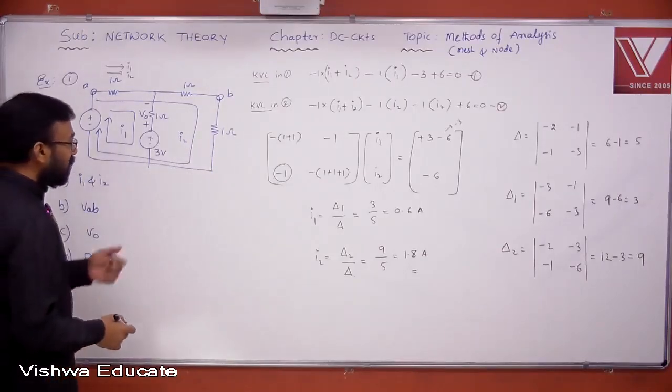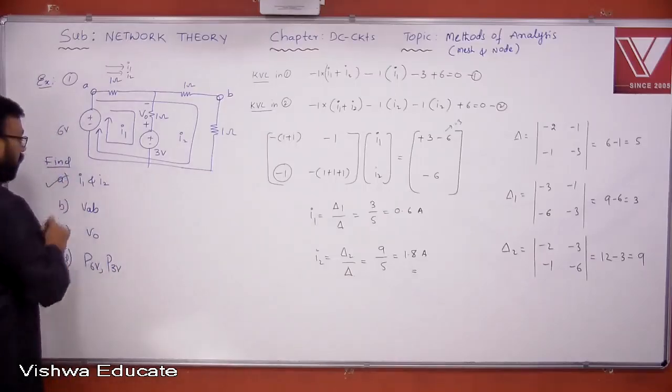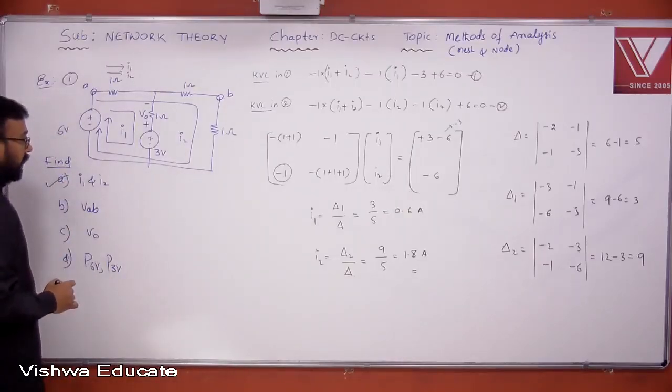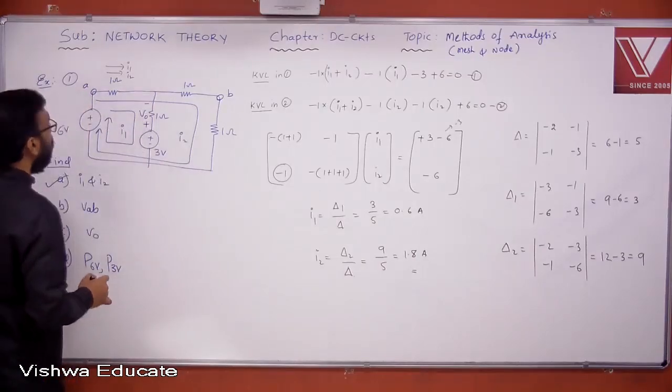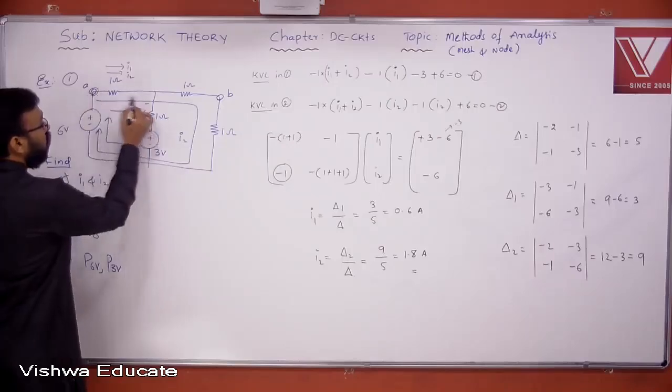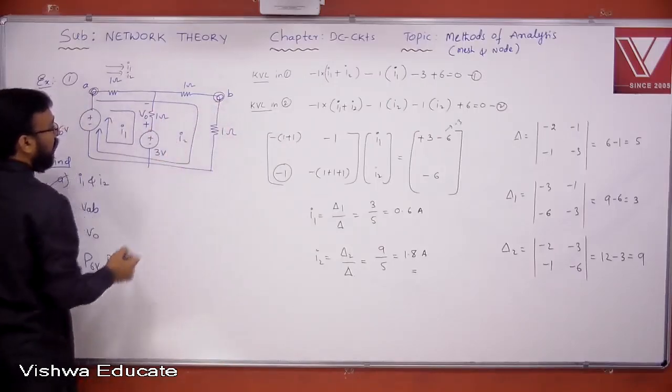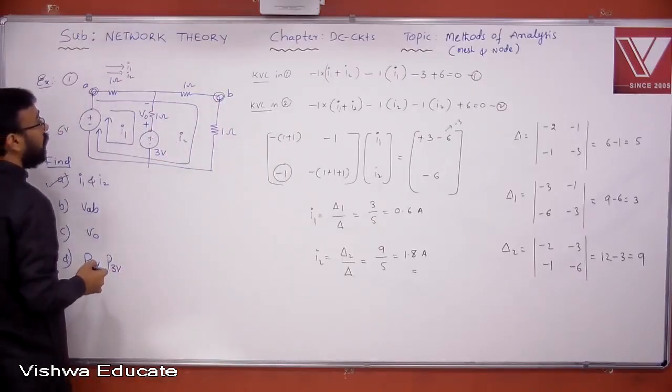Okay. Now let us try to answer. The first question you have already answered: 0.6 and 1.8 ampere. Now what is VAB? VAB is the potential difference between 2 points.